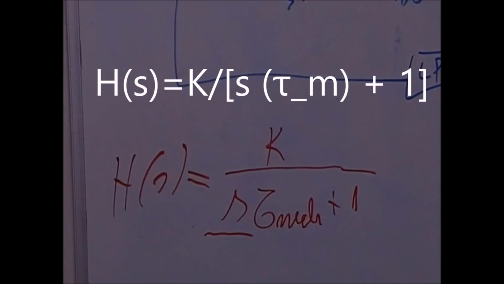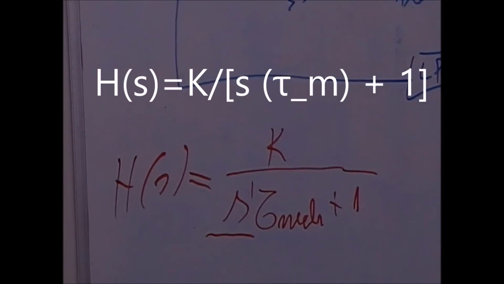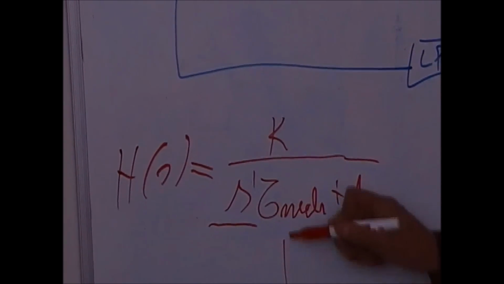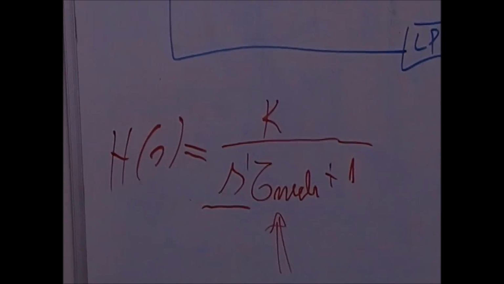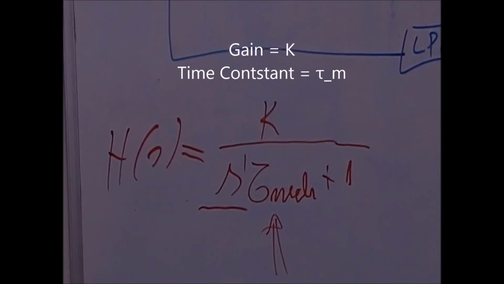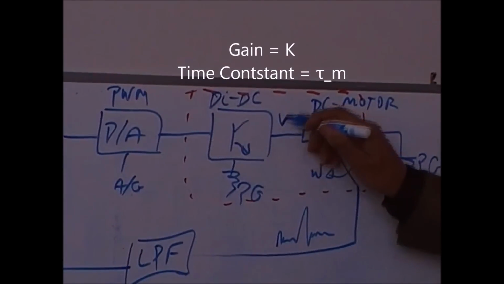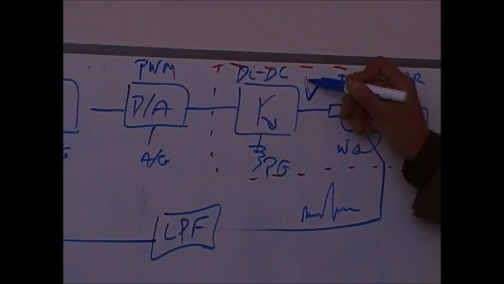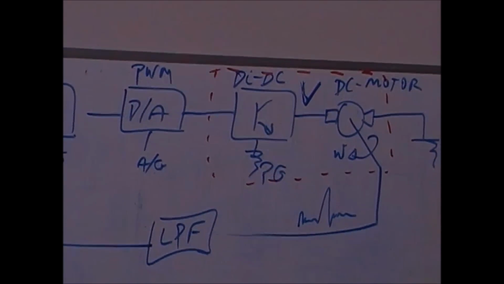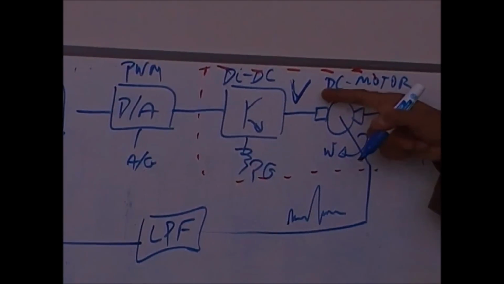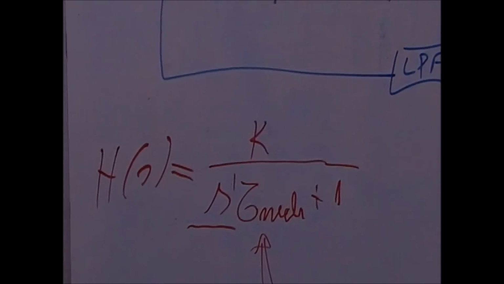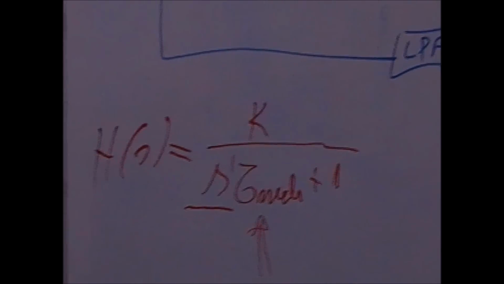First order, S to the power of 1. So what I need to characterize this whole system is a gain and a time constant. If I'm driving this motor by voltage, so I have voltage as input and my output is speed, this time constant here is called the mechanical time constant.